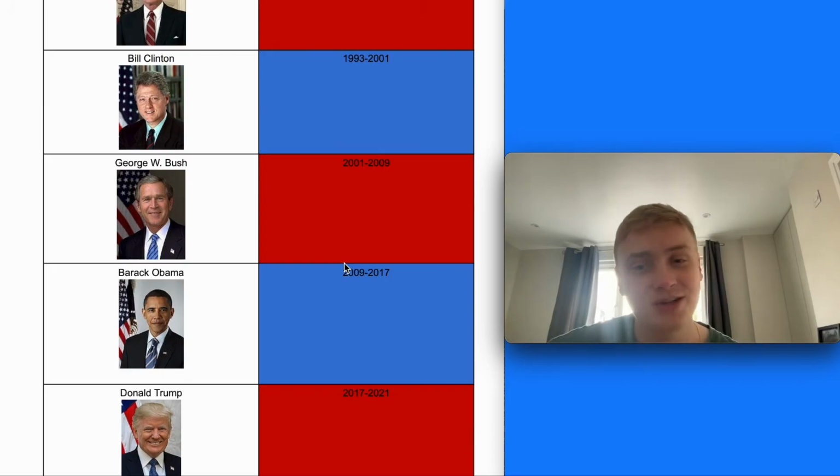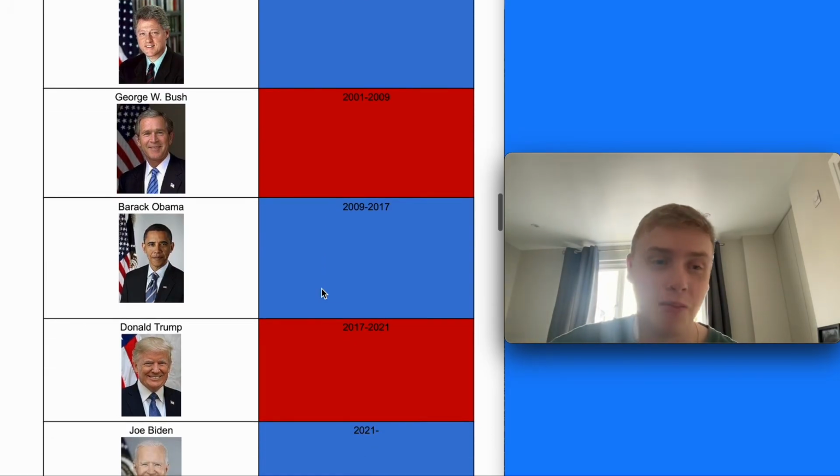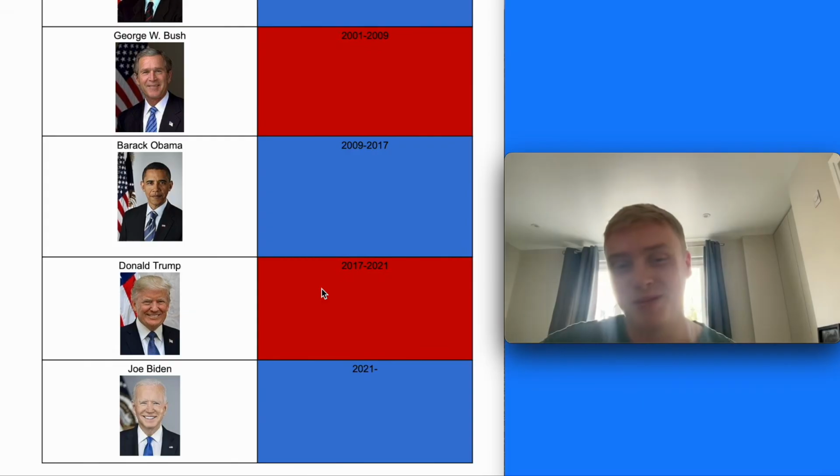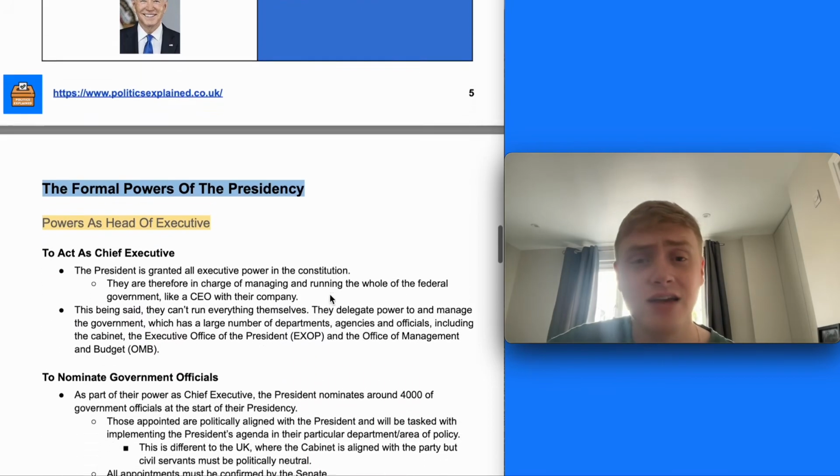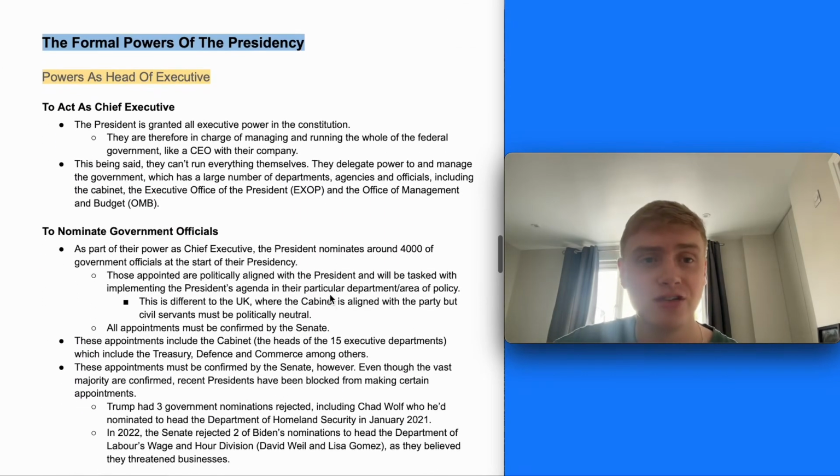Then a switch back to Republicans for 8 years with George W. Bush, then Obama for 8 years, the Democrats, back to Republicans for 4 years with Trump, and now to Joe Biden. And it's yet to be seen whether he'll last 4 years or 8 years after the next presidential election. So yeah, that's it in terms of all of the presidents.